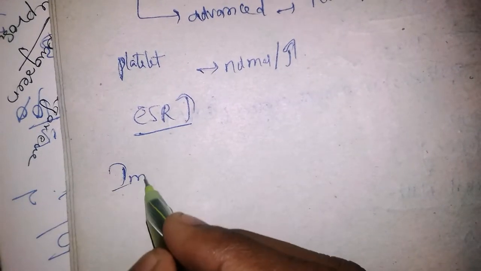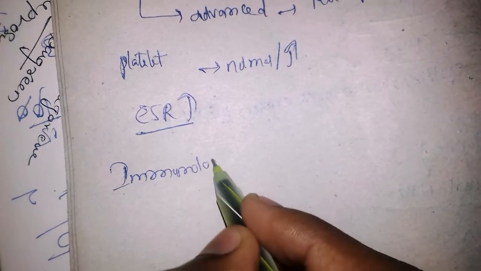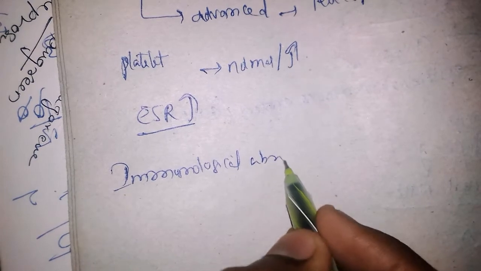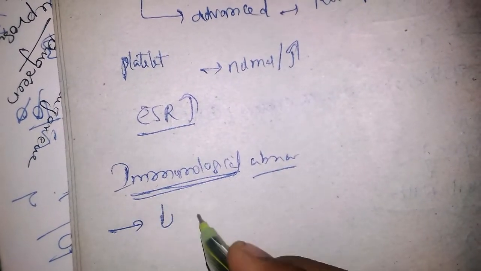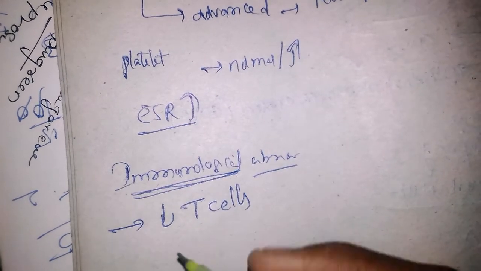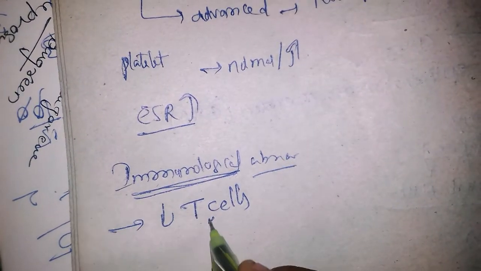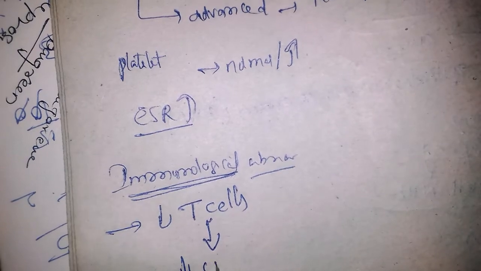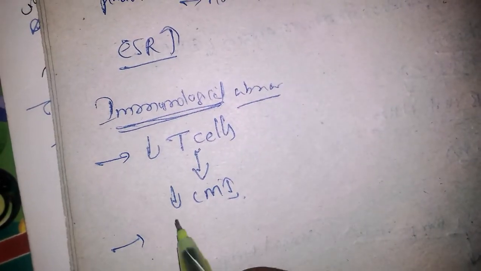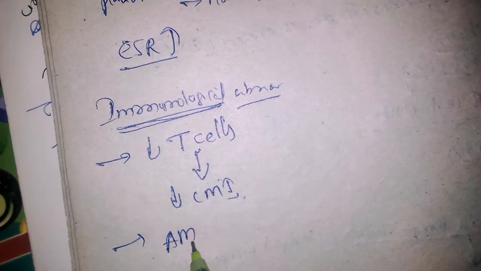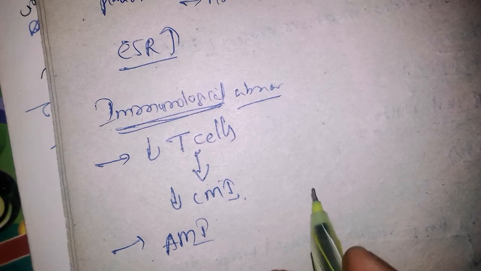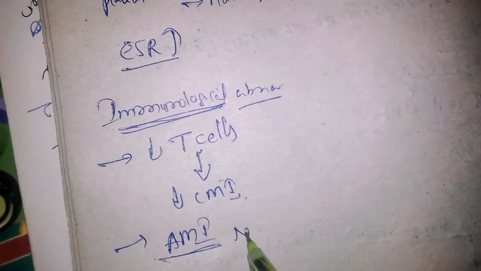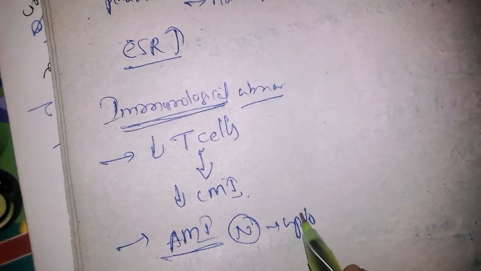Next, coming to immunological abnormalities. In immunological abnormalities, there is decrease in the number of T cells. Decrease in T cells causes reduction in cell-mediated immunity. Antibody mediated immunity is usually normal until advanced stages.